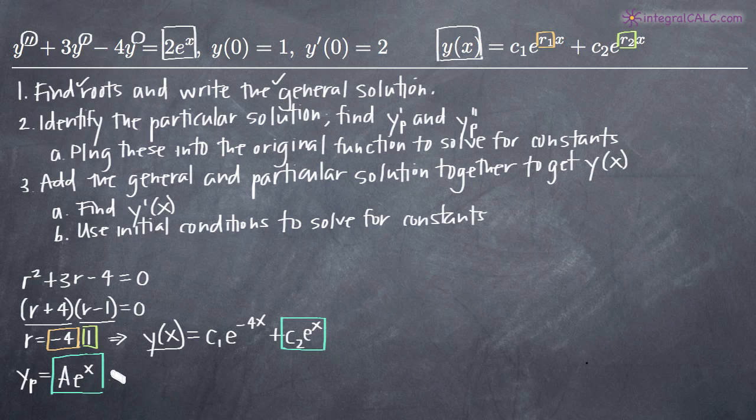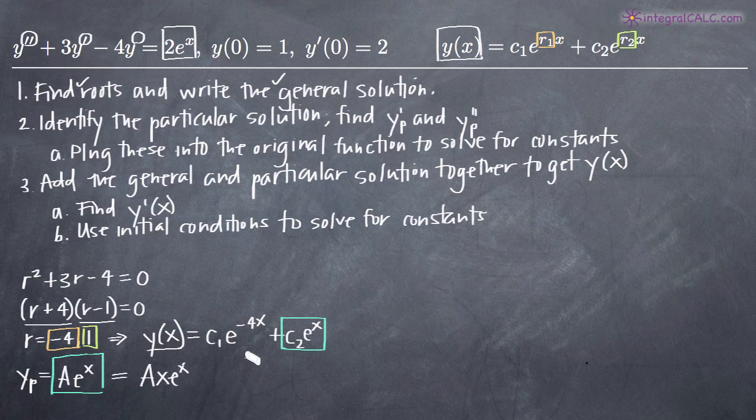If you try using a e to the x for your particular solution, you'll see down the road that you'll have an issue. What we have to do is, at the very least, change the particular solution so that it is in some way distinct from each of the terms in our general solution. So the way that we're going to do that is by adding in an x. So instead of a e to the x, we're actually going to make our particular solution a x e to the x, which makes it fundamentally different from both c sub 1 e to the negative 4x and c sub 2 e to the x. So we'll call ax e to the x our particular solution.